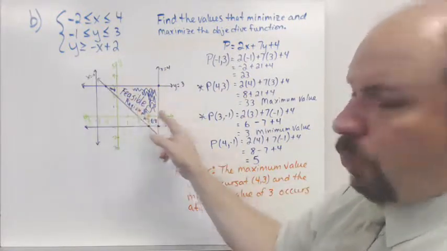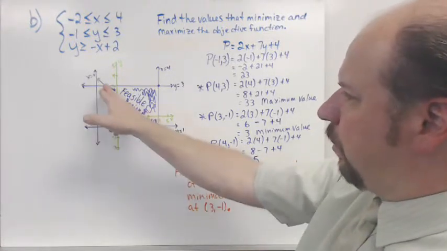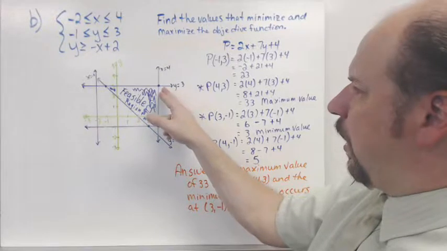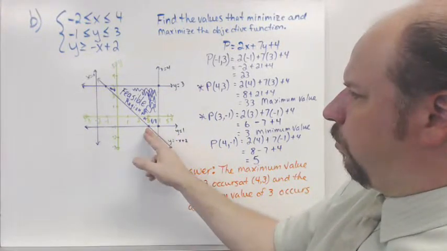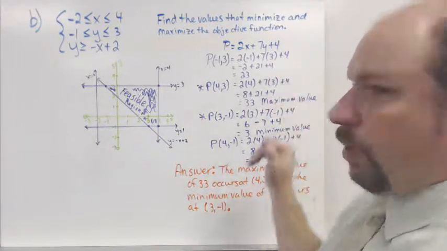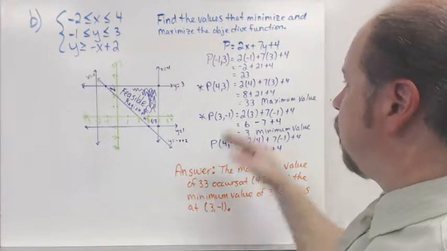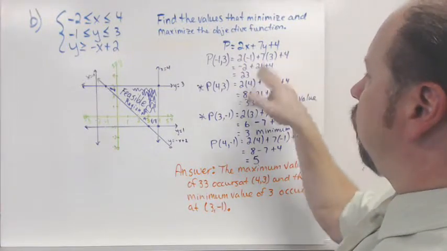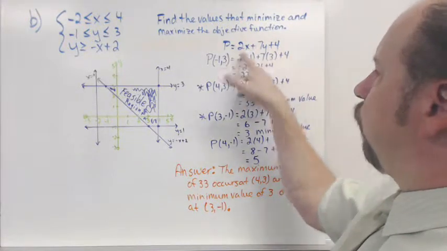And we have 4 vertices again. We have one here at -2, 3, one at 4, 3, one down here at 4, -1, and one at 3, -1. So I have put all of those in, and over here I have put all of those in. So we have our objective function.